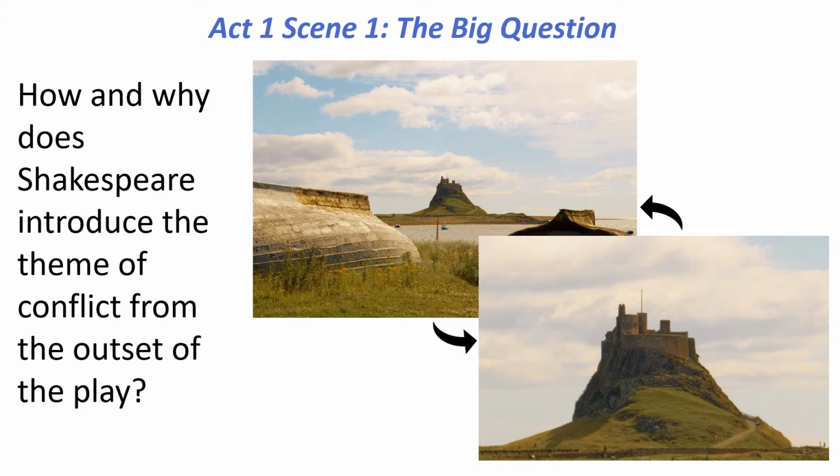So the question I want to look at today, and I'm going to make sure this is on every slide, is how and why does Shakespeare introduce the theme of conflict from the outset of the play? Because this really dominates Act 1, Scene 1 and continues through the rest of the play. And it's one of the aspects of tragedy that we have to look at on this course.